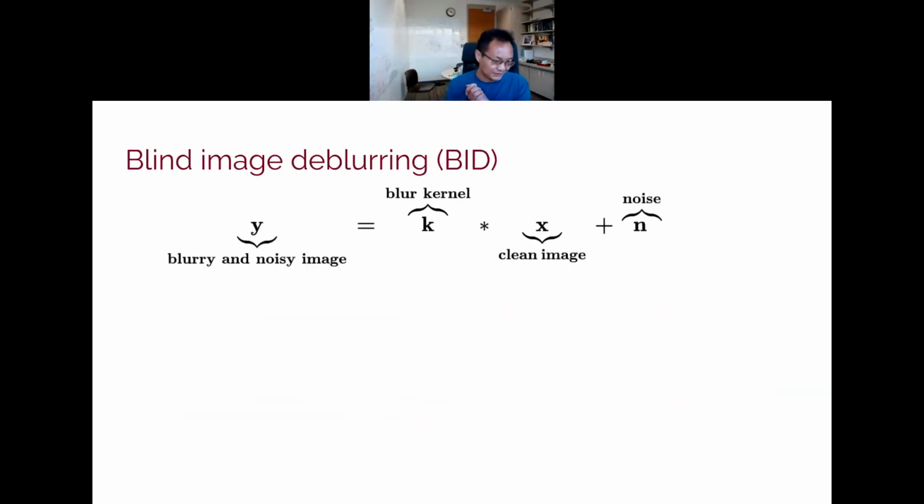Blind image deblurring, this is a classic problem in computer vision and image processing. So the mathematical model for this is that we have an observed blurry and noisy image, which comes from the convolution of some blur kernel with some clean image, plus some additive noise. And from a computer vision perspective, most of the blurring comes from motion, either the relative motion of the camera and the scene, or it could be defocus due to significant variation in the depth in the scene.